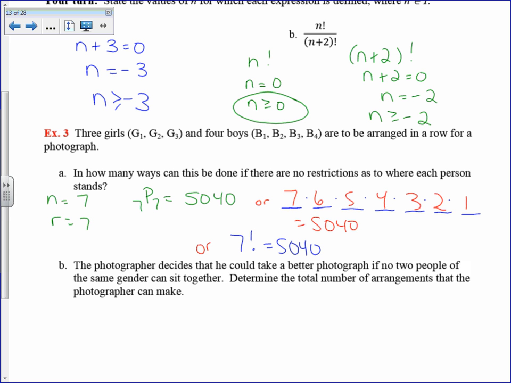You couldn't do the factorial if you weren't taking arrangements of all of the people. If you wanted 4-person arrangements of the 7 people, then this one doesn't work. But both of these do. You just have to have the appropriate number of lines.